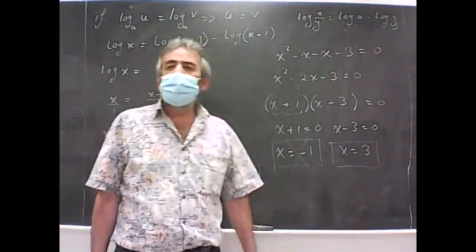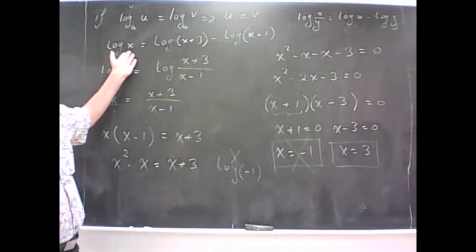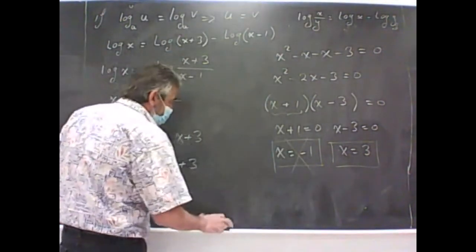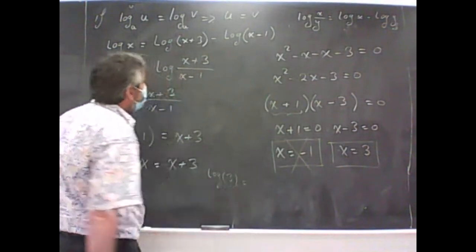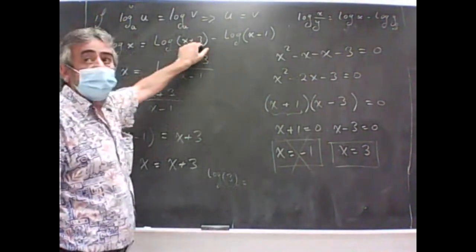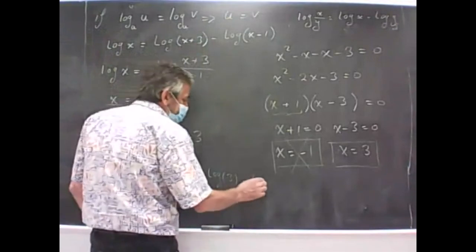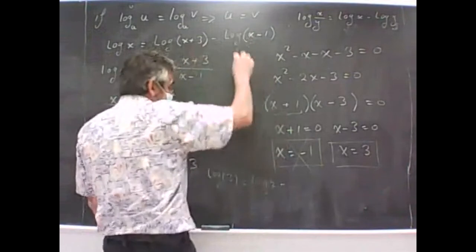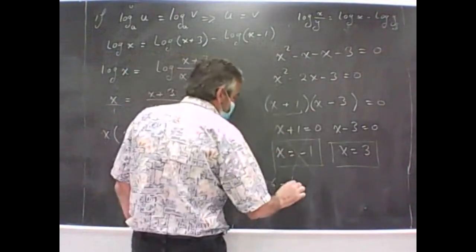Let's see if the second one is okay. Can I say log of 3, first of all? Yes, that's fine. So we have log of 3 equals, in here, 3 plus 3 is 6, so that's log of 6, minus log of 3 minus 1, which is 2.